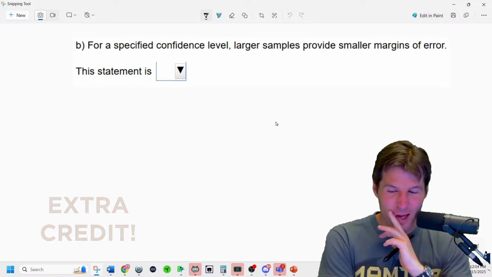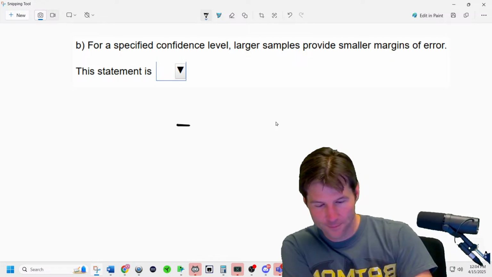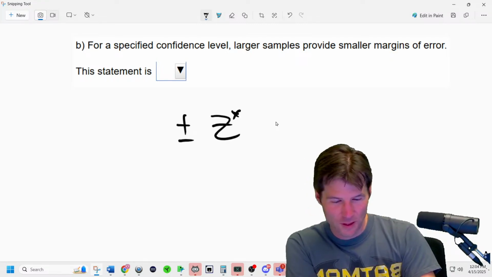For a specified confidence level, larger samples provide smaller margins of error. So Z star.